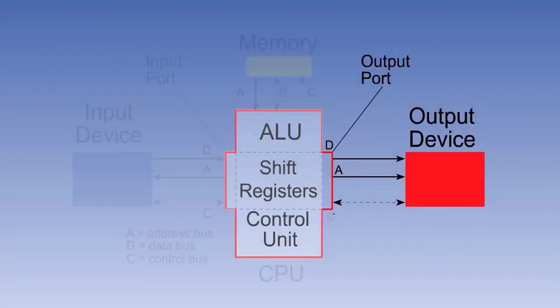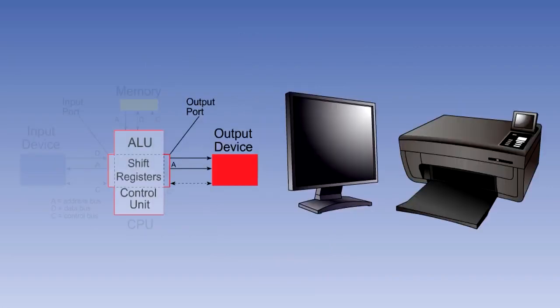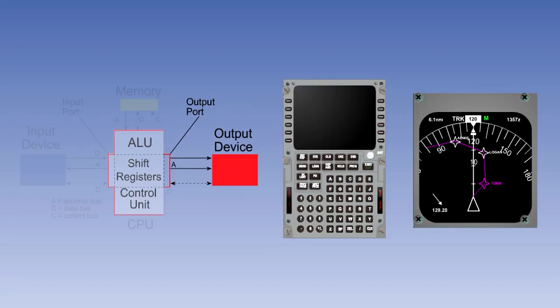After processing, the computer's output is fed out via its output port. In the case of a PC, the output peripheral may be a visual display unit, monitor, or printer. In an aircraft, the output may, for instance, be fed to an Electronic Flight Instrument System or EFIS symbol generator, or to the Flight Management System Control Display Unit.